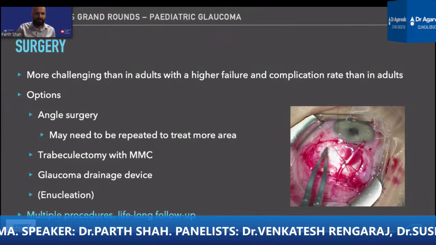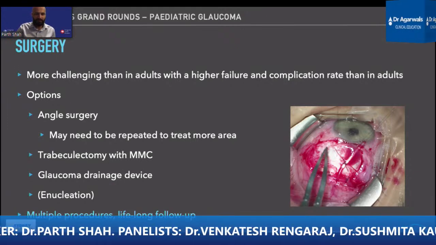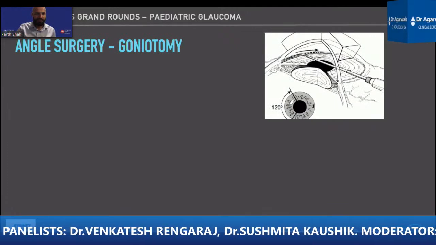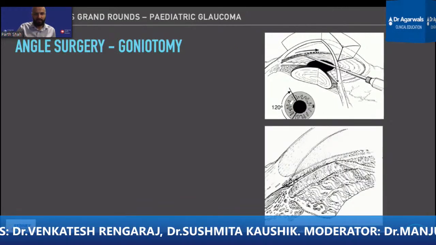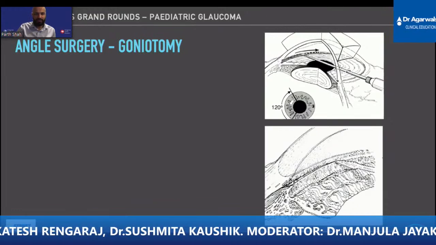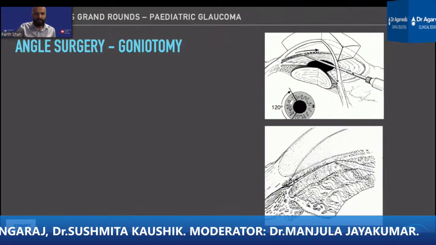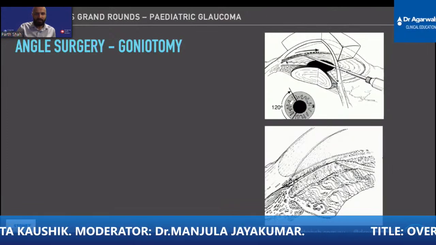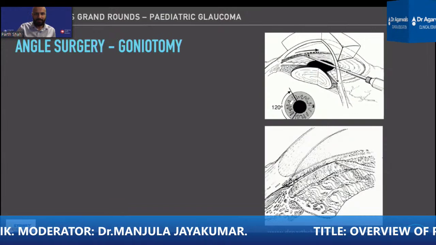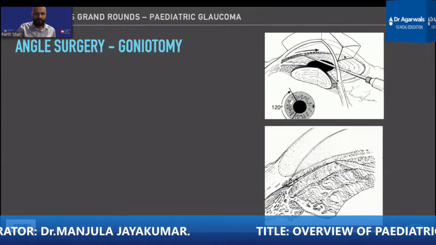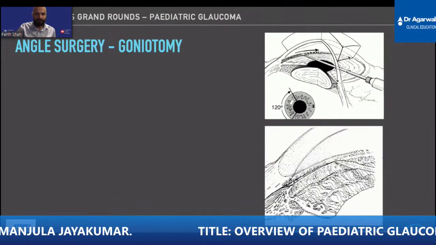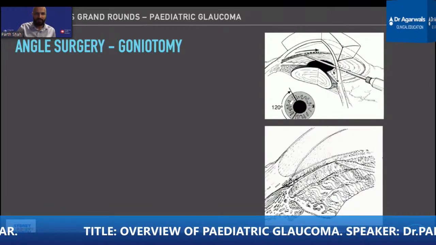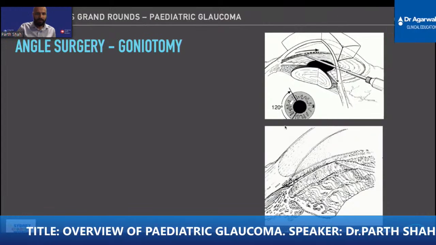These children require multiple procedures and lifelong follow-up. So the first example is a goniotomy, and these are just diagrammatic representations of what is done. A needle or blade is used to incise what is thought to be Barkan's membrane, which is covering the trabecular meshwork, and usually through one incision, up to 120 degrees of treatment may be possible.